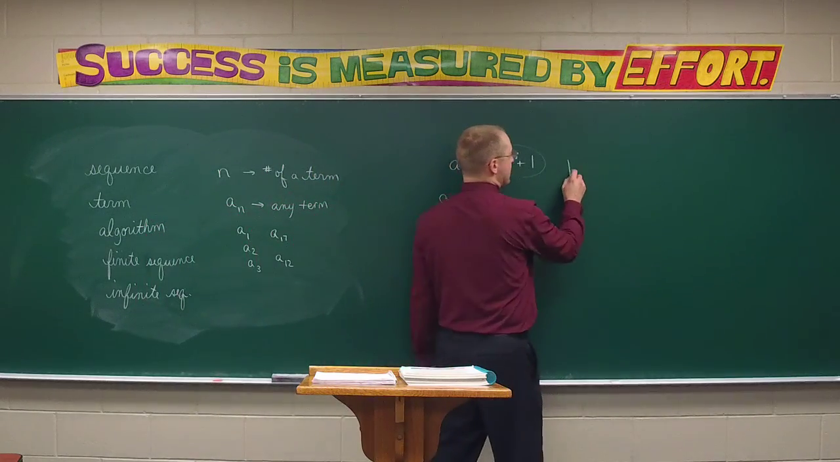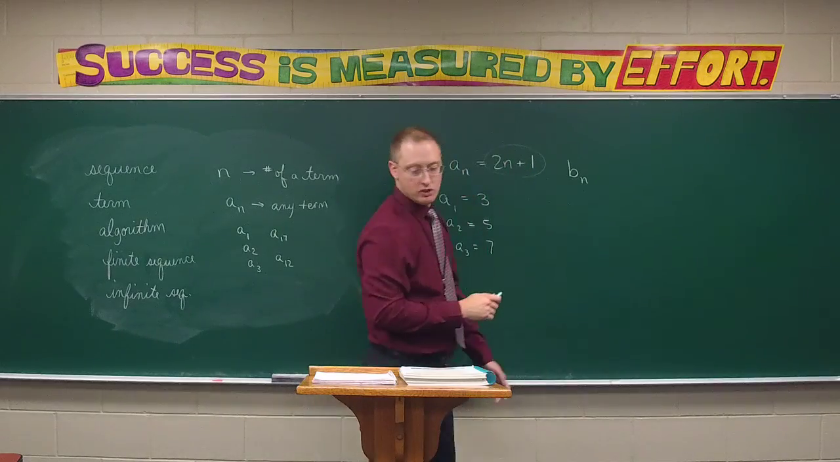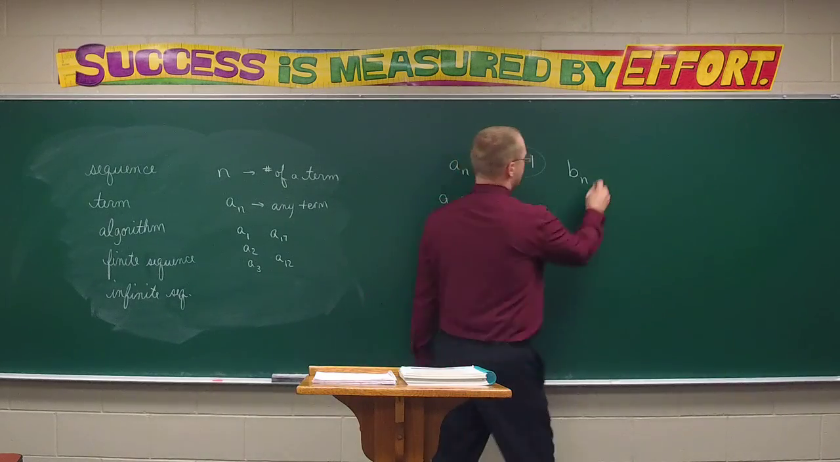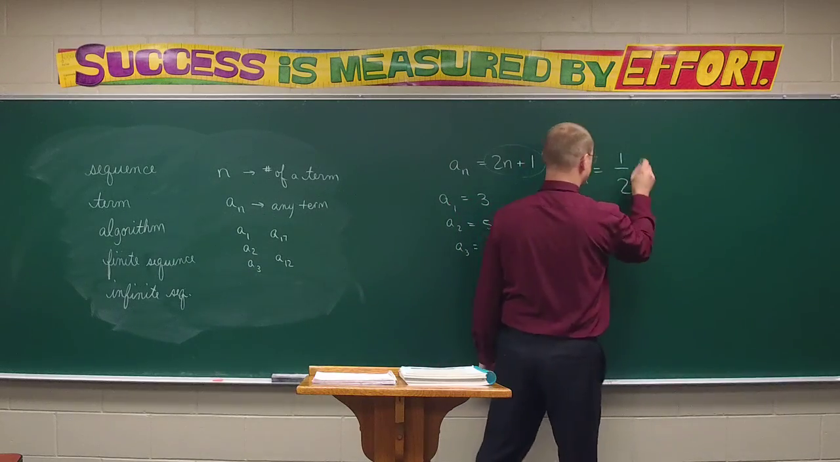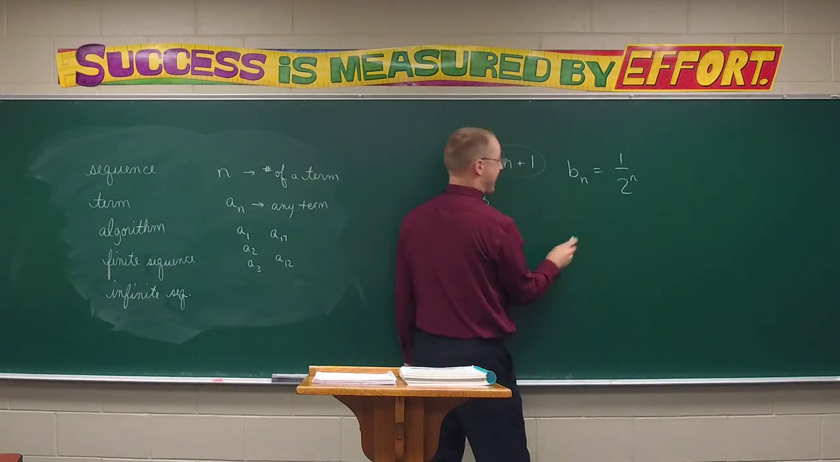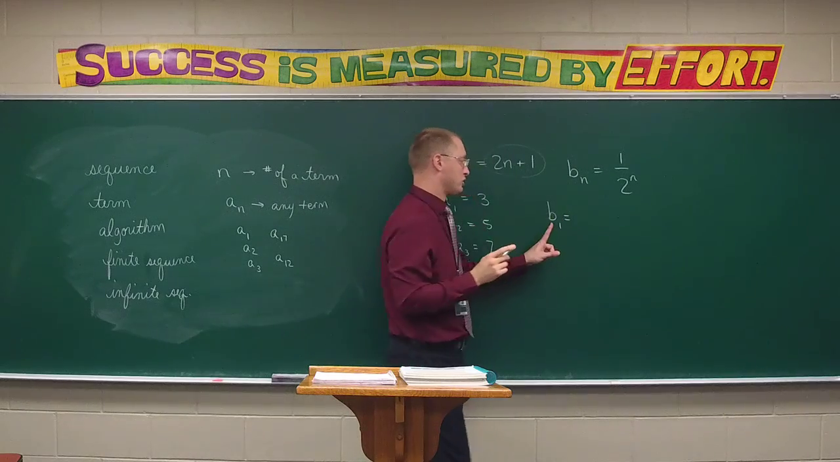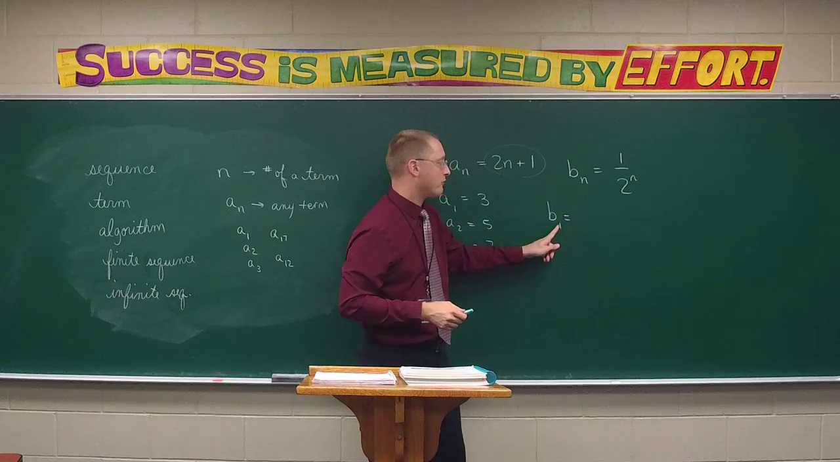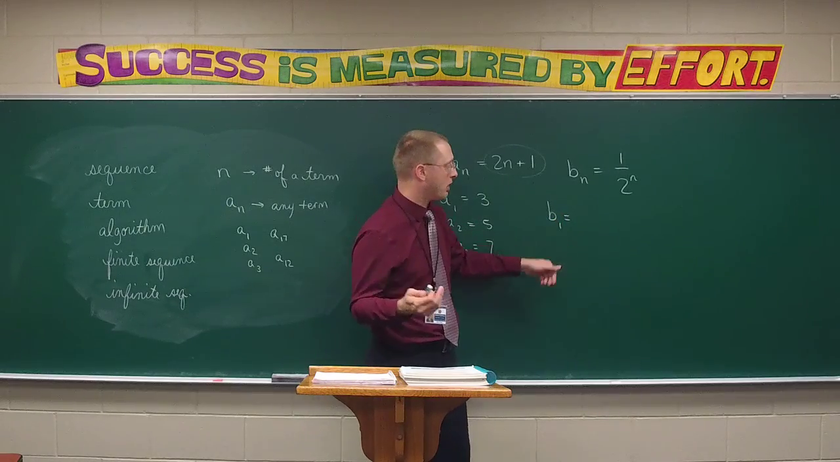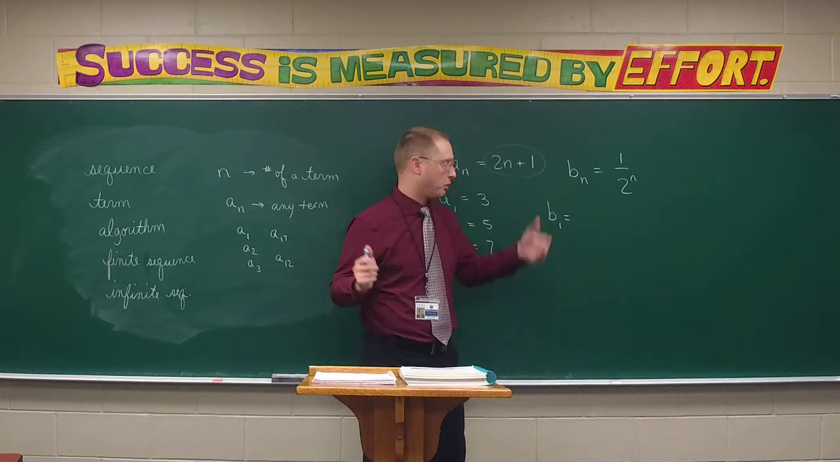They use the letter B instead of letter A, and that's fine, right? So sequence B, B sub n equals 1 over 2 to the n. Well, excuse me, not A, but B sub 1, the very first term, means we're going to have 1 over 2 to the first power, because this is the first term. So 1 over 2 to the first.